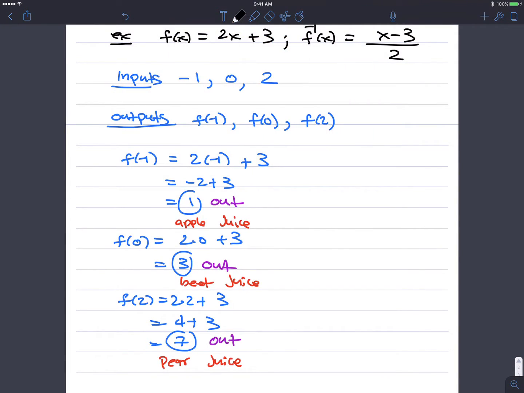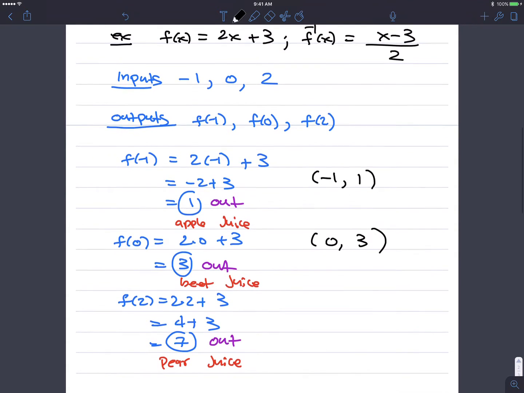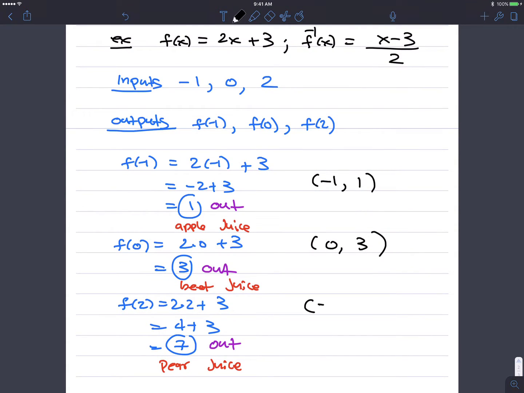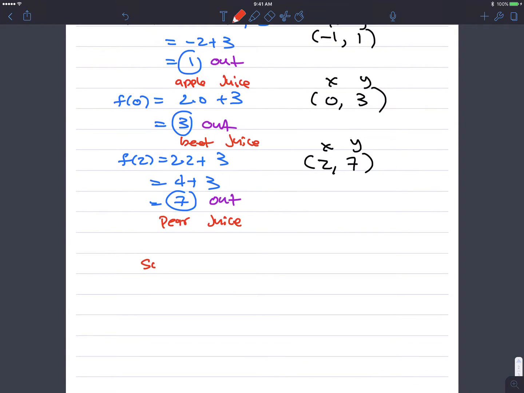I can say when x is -1, y is 1. When x is 0, y is 3. Right? When x is 2, y is 7. Now, these are the x values and y values. Now, what does a reverse machine actually do again? We're going to switch the x and y values.